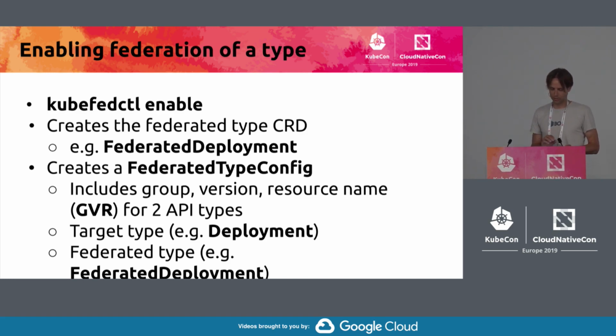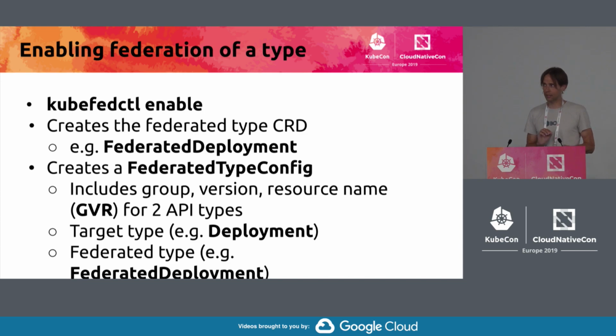The first thing it's going to do is it's going to create a federated type CRD, which is going to be the equivalent of the Kubernetes type. So for an example, for deployment, you would create a federated deployment. It also creates a federated type config. And this includes the details of both the target Kubernetes type and the federated type. And for reasons that will become clear in subsequent slides, I'm just giving you the details of what, and I'll explain why it's useful subsequently.